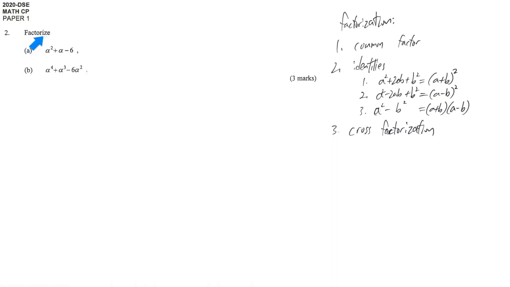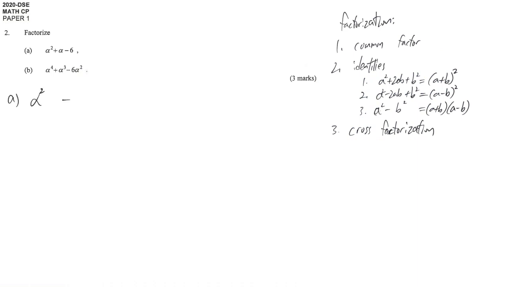Whenever we handle factorization questions, we should follow this procedure. First, we have to check if there is any common factor. Alpha square, alpha, -6: there is no common factor among those three terms. After that, we have to think about whether it is possible to write it in identity format. But -6 is not a square term, it's not something squared, so we can't use an identity. That's why we have to use the last resort to solve the factorization here.